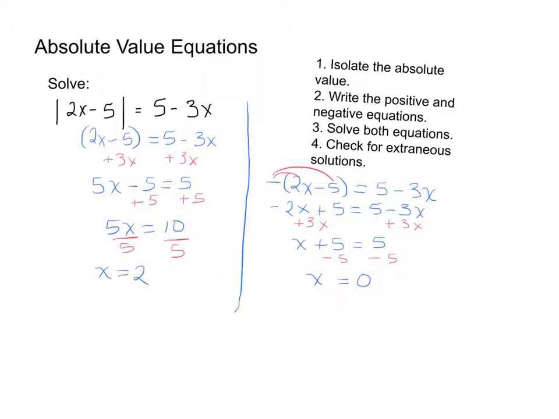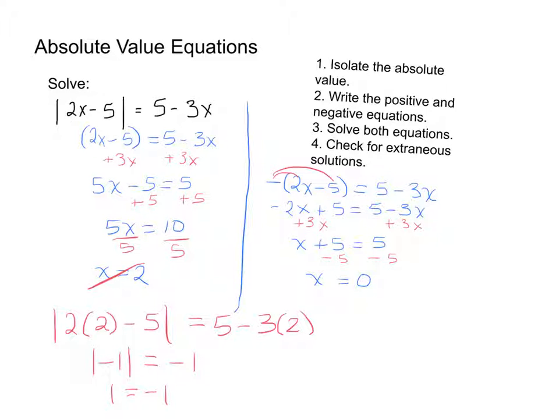So I'll take x equals 2, and I'll do the absolute value of 2 times 2 minus 5 equals 5 minus 3 times 2. So I'm checking the 2, replacing the x with 2. Here I get 4 minus 5, so the absolute value of negative 1. And then 5 minus 6, so negative 1. What's the absolute value of negative 1? 1. So I end up with 1 equals negative 1. Does 1 equal negative 1? No, so that x equals 2 is actually an extraneous solution.